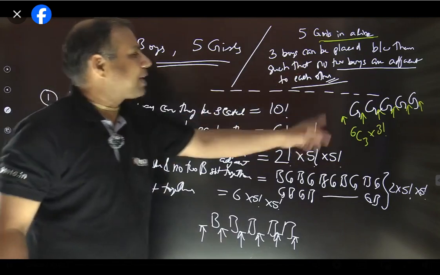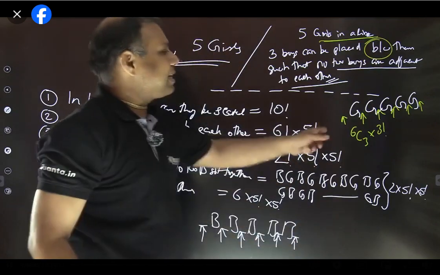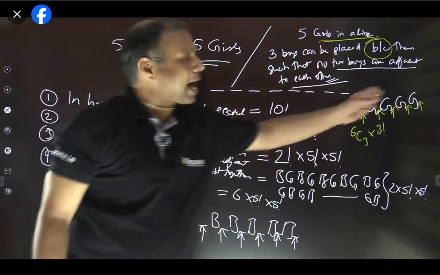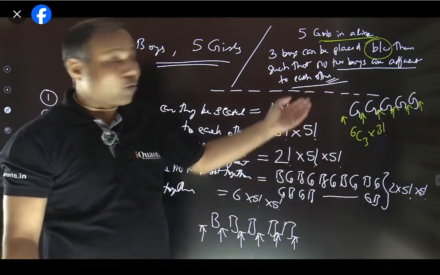In this case, I assume that we are considering the end places also. If I need to go with between only, then we can discard the end positions. Right now, I am considering the end positions also. That's why I've taken 6C3. Otherwise, we could have left the extreme positions. Then it would be 4C3 in that case.